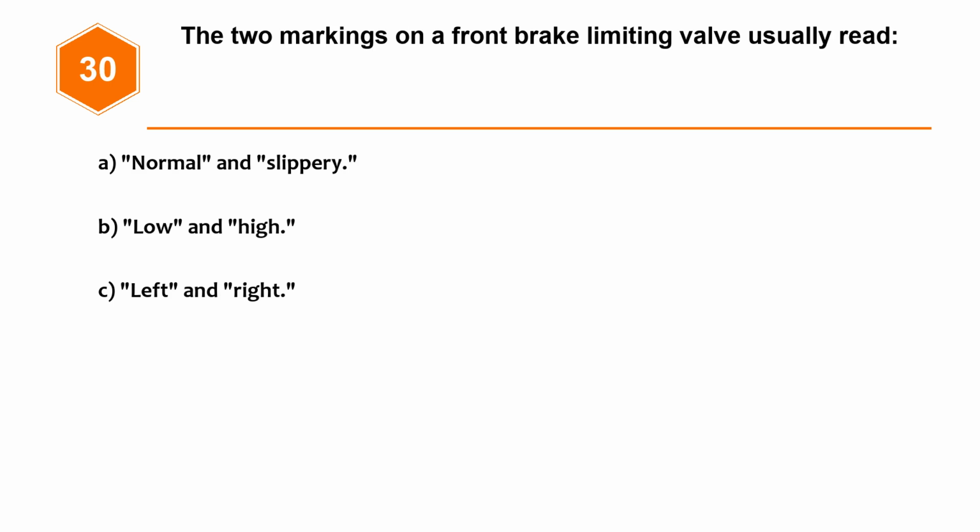Question 30. The two markings on a front brake limiting valve usually read: Option A, normal and slippery. Option B, low and high. Option C, left and right.